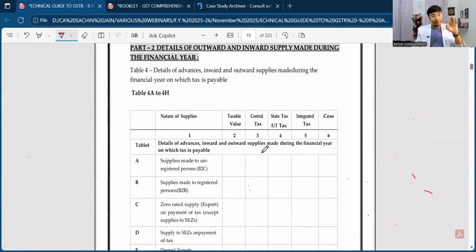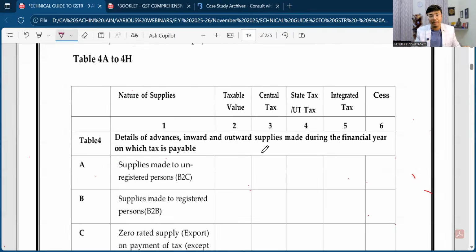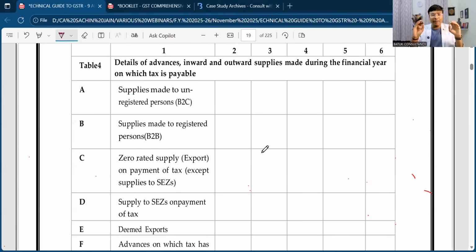Now, we'll come to a very specific point, that is the details related to outward supply. Okay. Now I require your 100% attention on the screen because now the technical discussion is going to start. Okay, and I am going to share multiple scenarios with you as well.